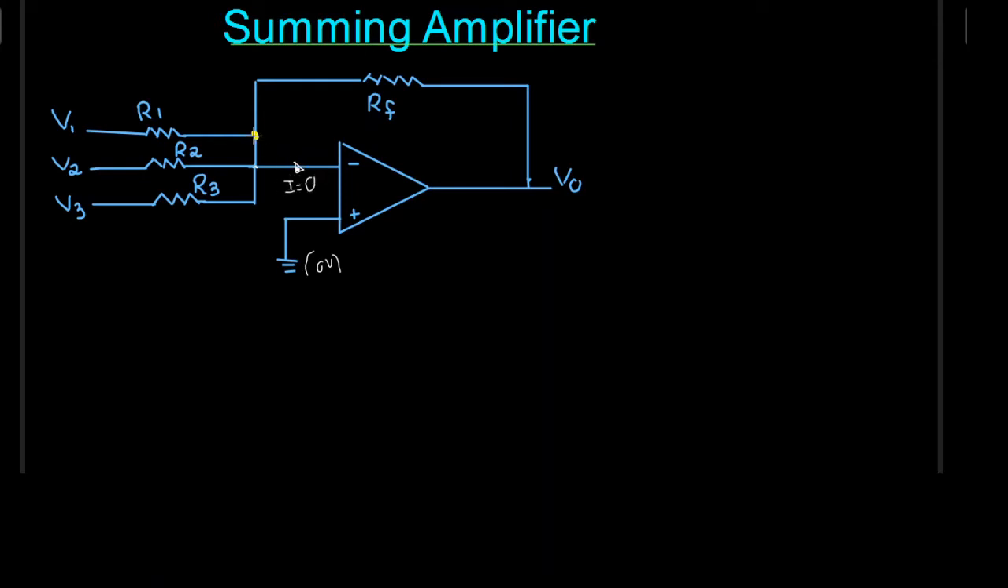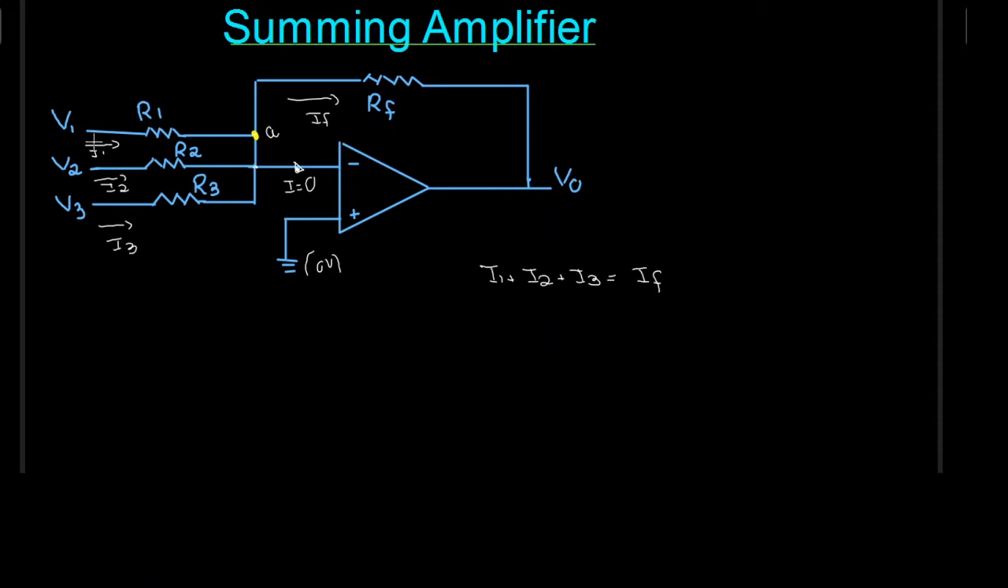Now I am going to apply the KCL at this node. Let's suppose this is my node A. I am going to suppose that I have I1 current flowing in this direction, similarly I2 current flowing in this direction, and I3 current flowing to the resistance R3. And I have IF current flowing to the resistance RF. Now what I am going to do is apply a KCL at node A. By applying KCL at node A, I am going to get I1 plus I2 plus I3 equal to IF.